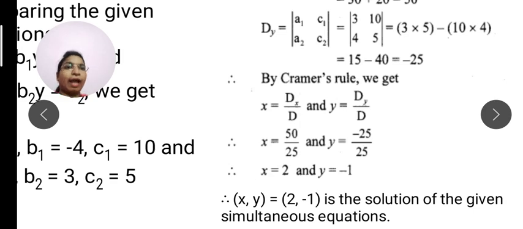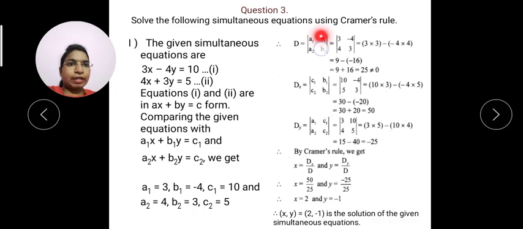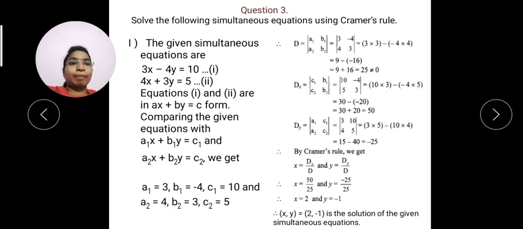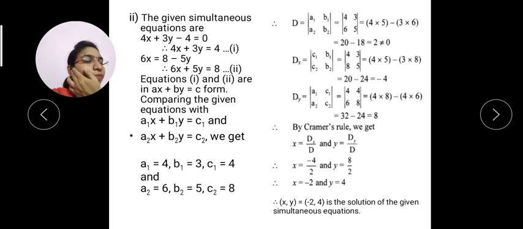Understood students? And in the exam, if you are not mentioning this formula, then also no problem, you will get the marks. But be habitual with this formula. If you are writing the formula, it will be very clear about the value, means your mistake will not occur. Okay students, now next, the same question we have to find out by using the Cramer's rule.